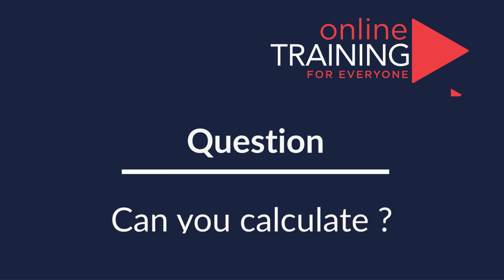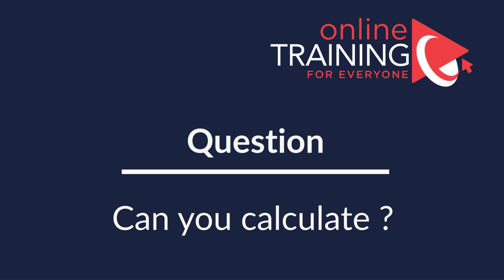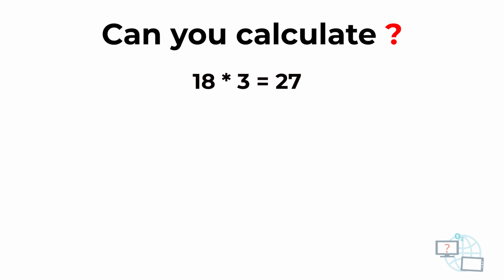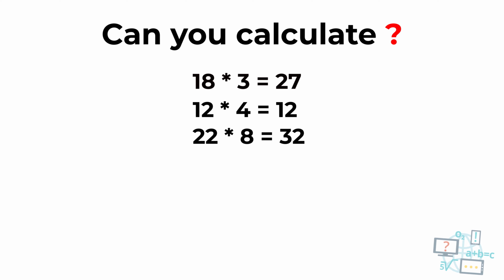Here's an interesting problem from the real test. You're presented with 3 full expressions. 18 by 3 equals 27. 12 by 4 equals 12. 22 multiplied by 8 equals 32. And you need to calculate the missing number in the expression 12 multiplied by 9.